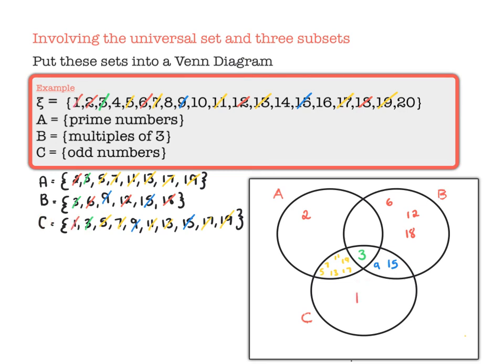Same as before, we now need to look at our universal set and see if there's any numbers that didn't fit into the circles A, B and C. And we have got a few, so we've got the number 4, 8, 10, 14, 16 and 20. So all of these need to go on the outside of your circles, but still enclosed by the rectangle.